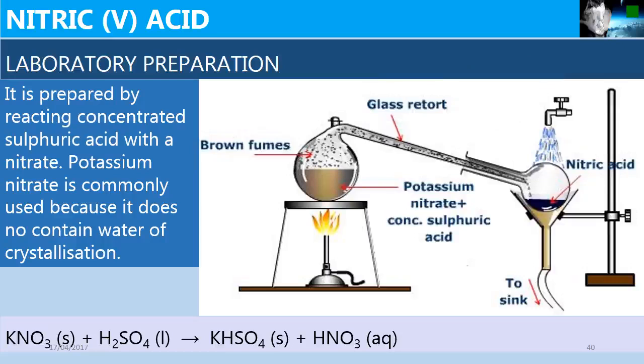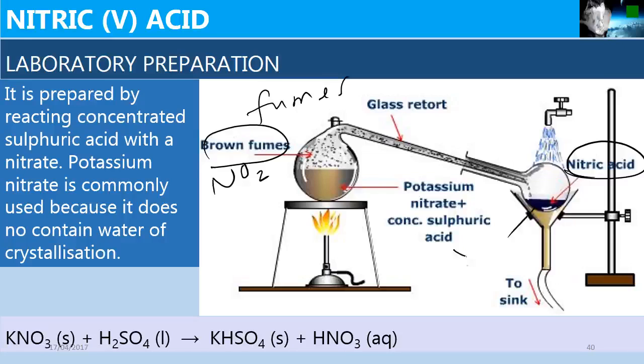Now the nitric acid formed will first form in the form of fumes that will be mixed with the brown fumes of nitrogen 4 oxide. The mixture of fumes is taken into the collection flask where it is cooled and will remain with the nitric acid. The nitric acid formed through this process will appear yellow because of the impurities of nitrogen 4 oxide.